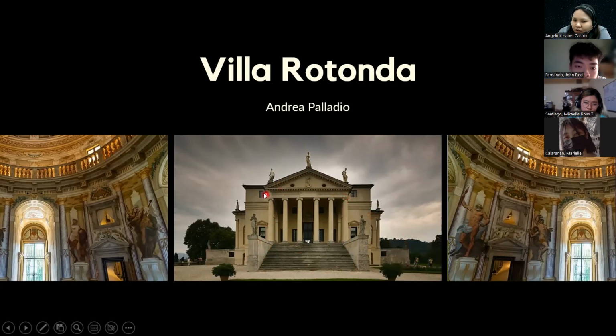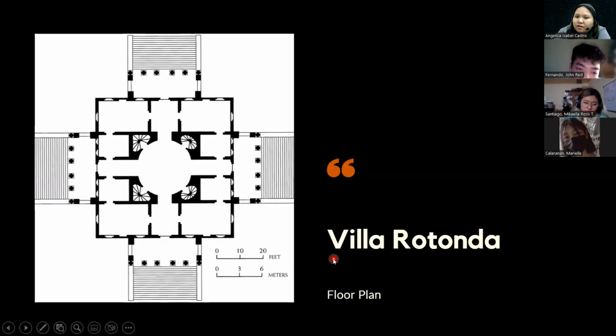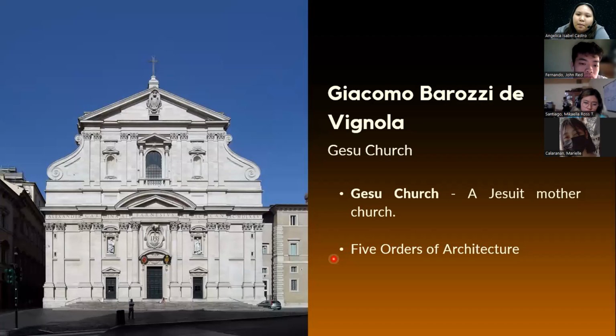Naka-forward tong portion na to. In this side, you'll see naka-forward din siya. So, let's see the plan. See? Whatever it is that is in one side is also the same sa 3 other sides. That's Andrea Palladio's Villa Rotonda for you.